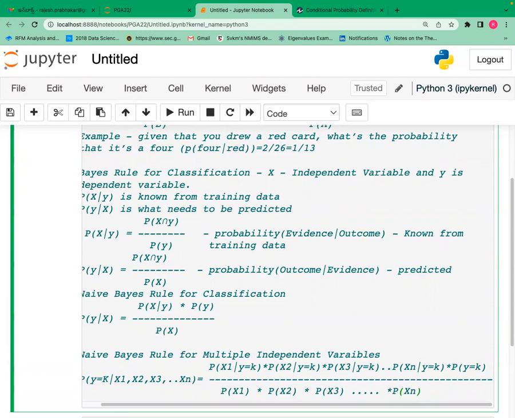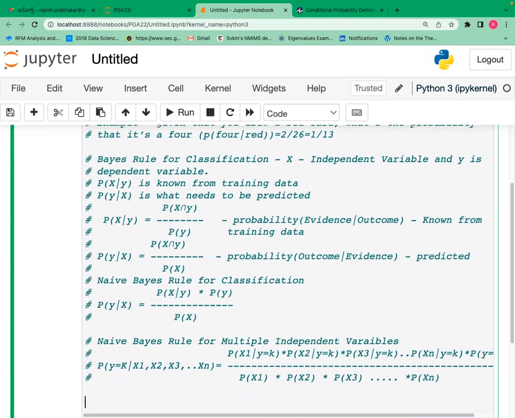So don't worry about the formulas. Once you do the calculation, you'll understand exactly what we are talking about in the formulas. We'll do two examples, then you will be able to understand what exactly I am talking about. All of you got the formula?